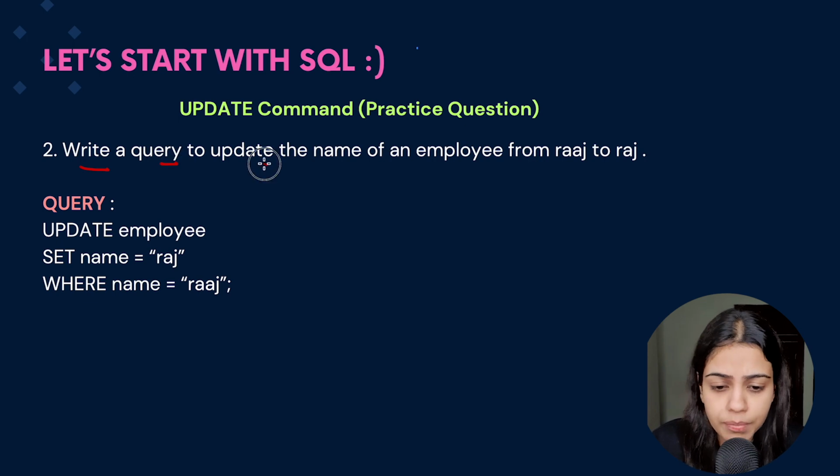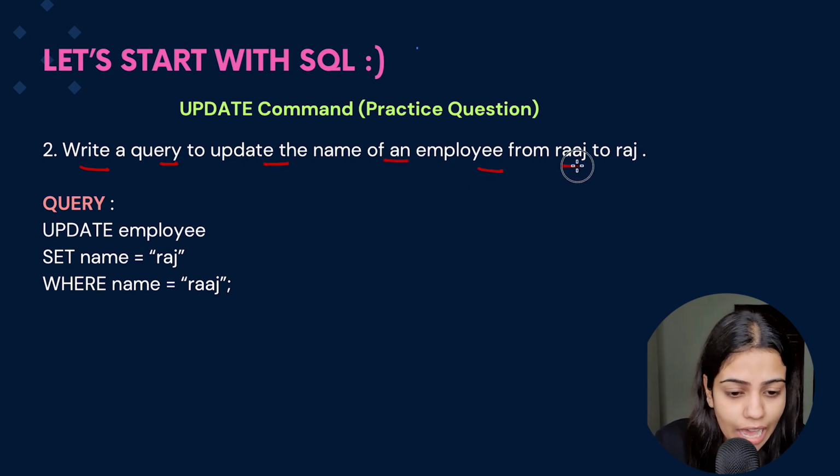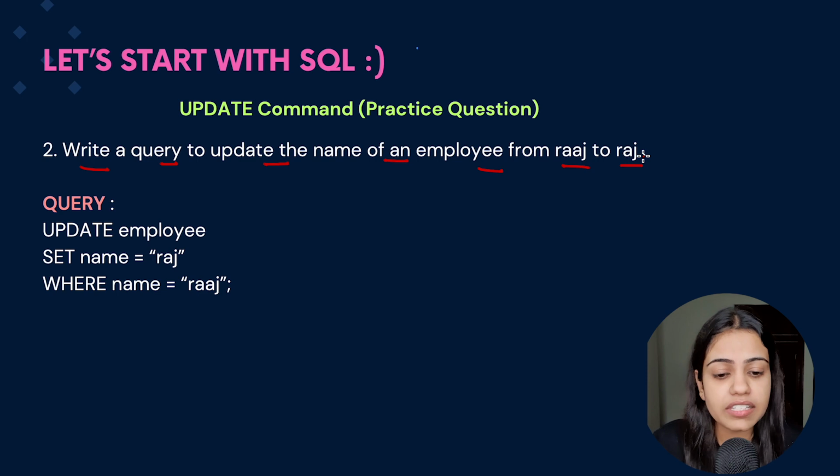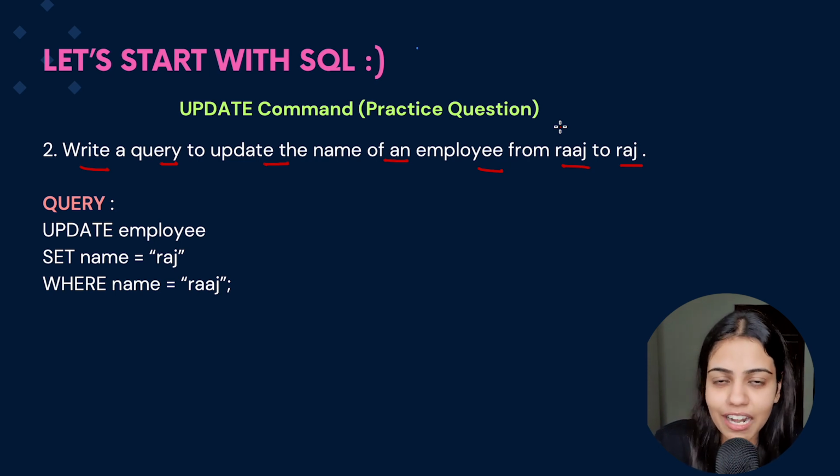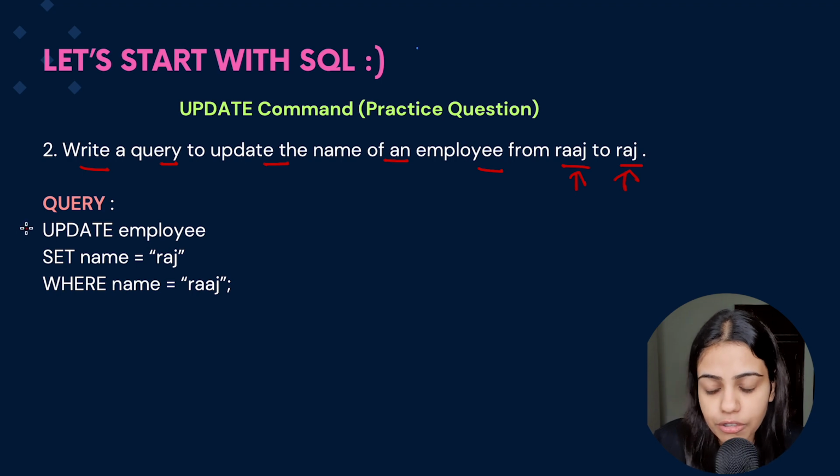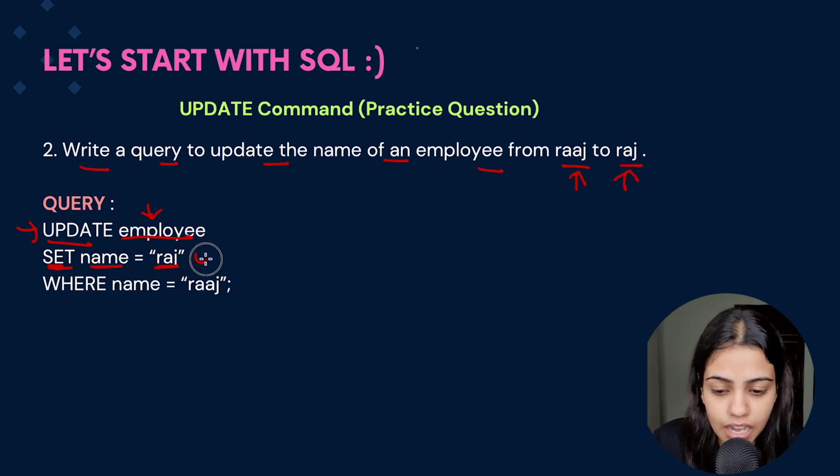Write a query to update the name of an employee from RAAJ to RAJ. So basically, as I told you, I have given my name as REETI, but my actual name is RITI, so I want to update that value. In the same manner, we have to update the name of an employee whose name right now is RAAJ to RAJ. For that, we will give update followed by the table name, that is employee. Then I'll give the set, which sets the updated value. So I'll give name equal to Raj, which is the updated value.